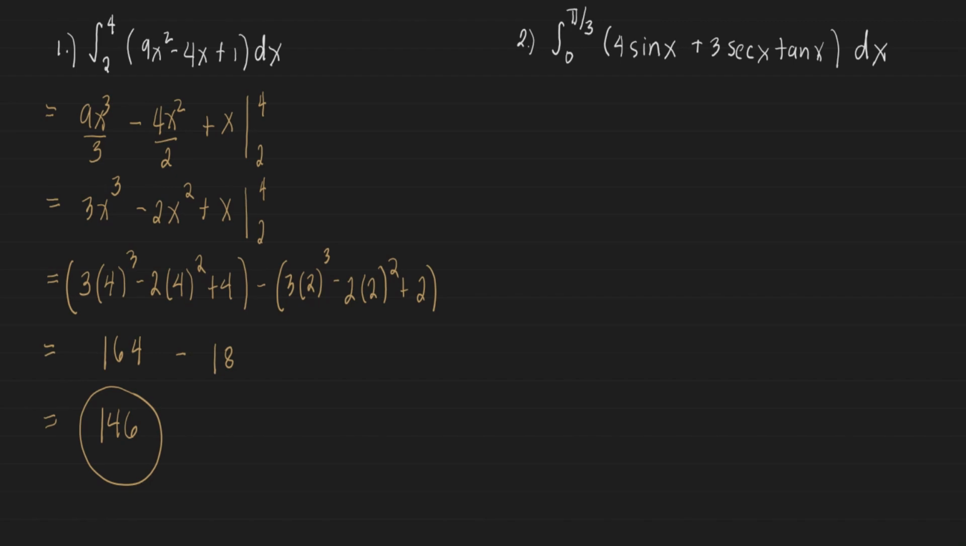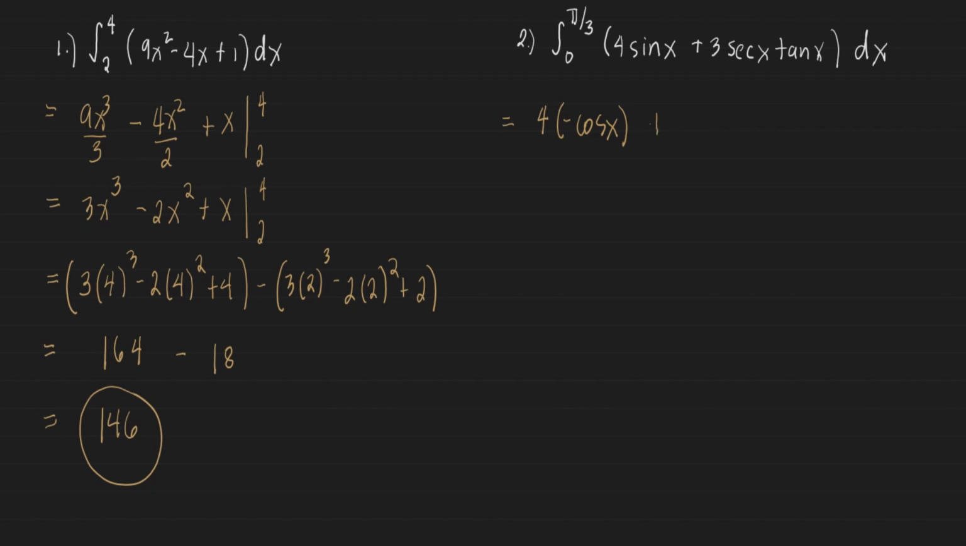For our second example, let us evaluate the definite integral of 4 sine x plus 3 secant x tangent x dx from 0 to pi over 3. So we will be evaluating this term by term. We start with 4 sine x, we copy the coefficient 4, and we multiply this with our antiderivative for sine x, and this is negative cosine x.